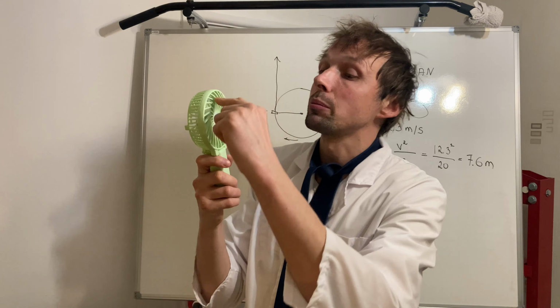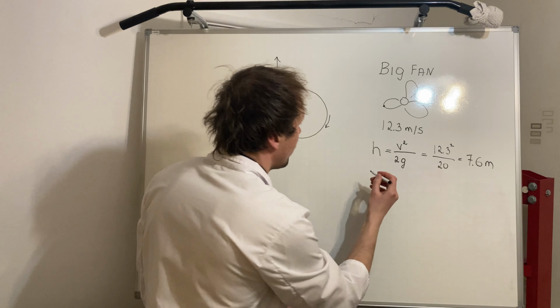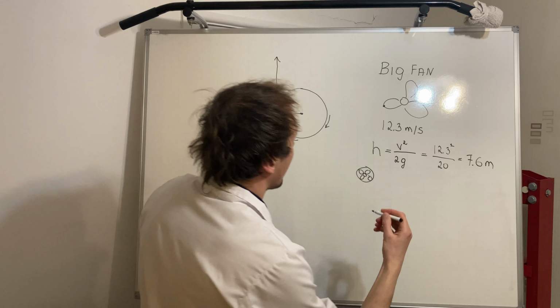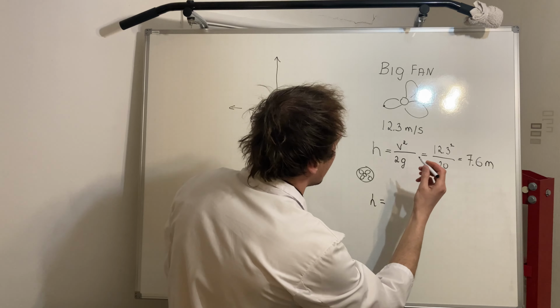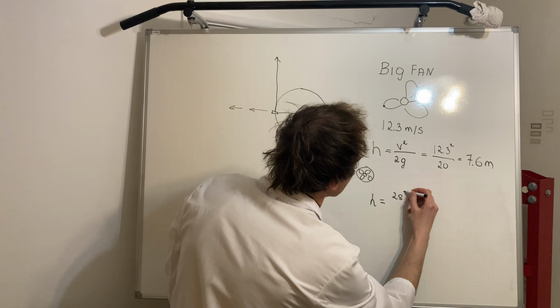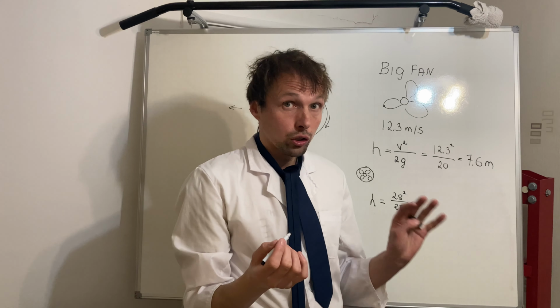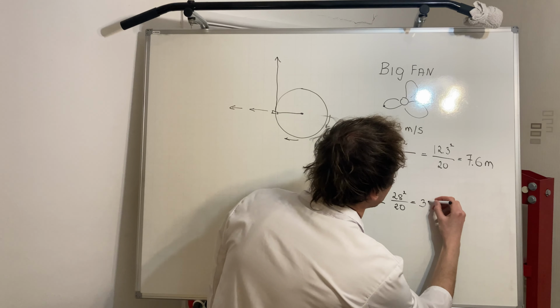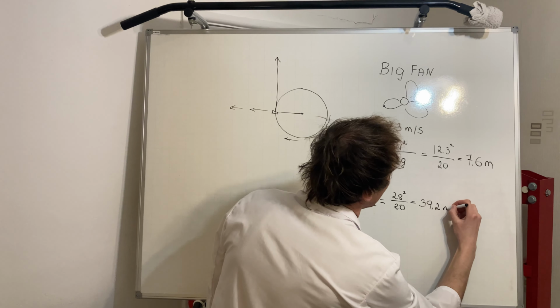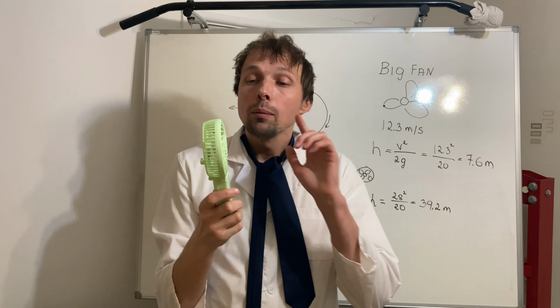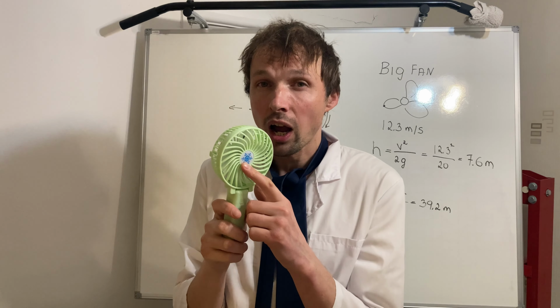So now when we know this number, again, I'm gonna calculate how high would the peg fly from this fan. So let's go. Okay, this is gonna be the small fan. And again, the height equals 28 squared divided by 20 equals, so this one is much higher. This is 39.2 meters high.